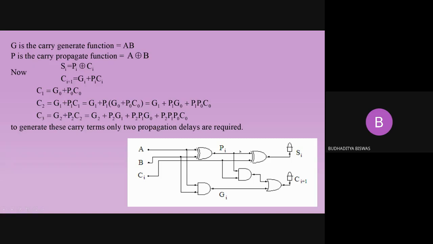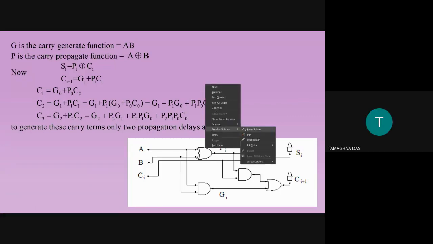Now in terms of P and G, can somebody tell me what is the expression for S in terms of P, G, and CI? CI is the carry input. Forget about the A and B variables. Now you have three variables only. One is CI, that means the carry input, PI, and GI. So in terms of these three variables, can somebody tell me what is the expression for SI? P XOR CI.